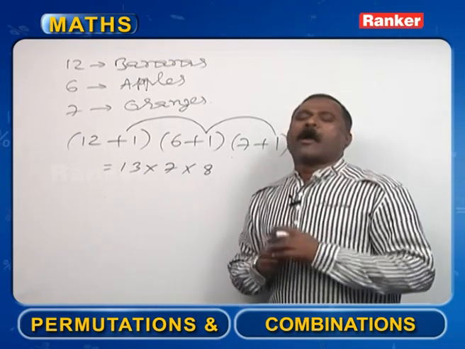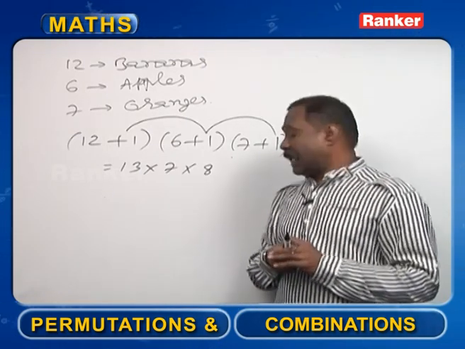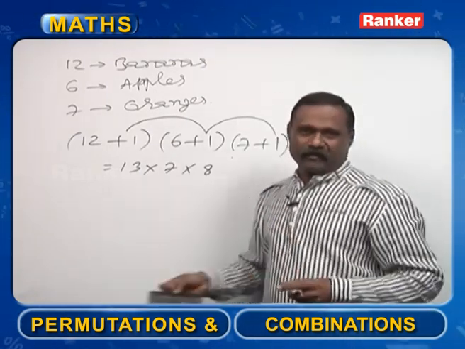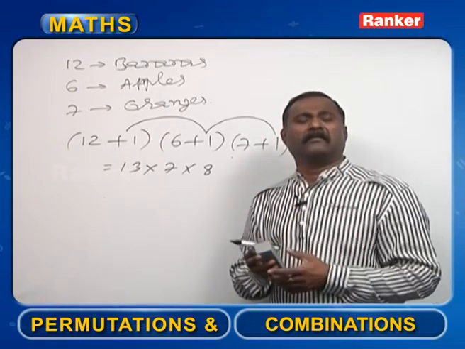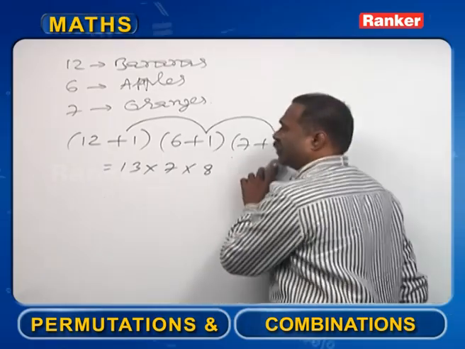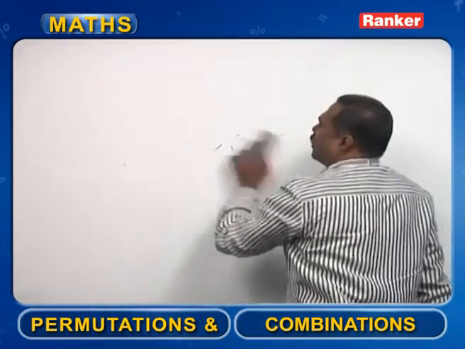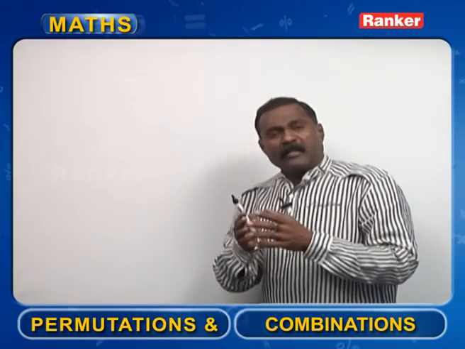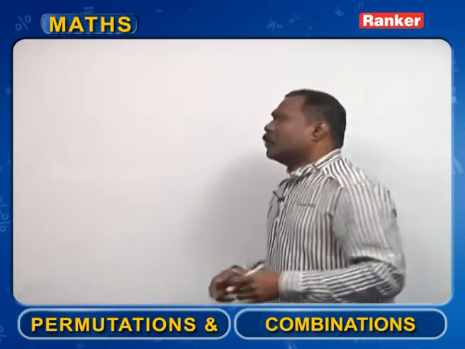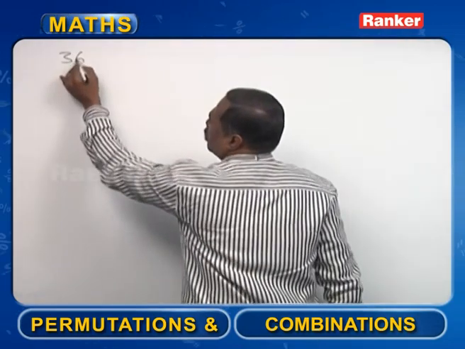Now, how do we apply this to get the number of divisors? The number of divisors is the number of factors of a given number, and for better understanding I'll take a smaller number, 36.